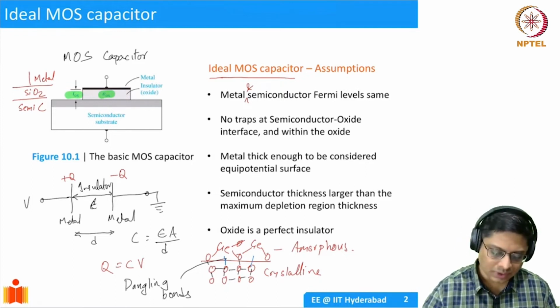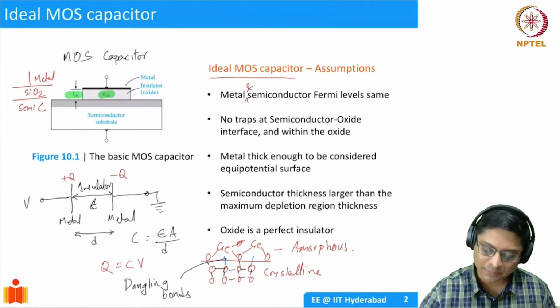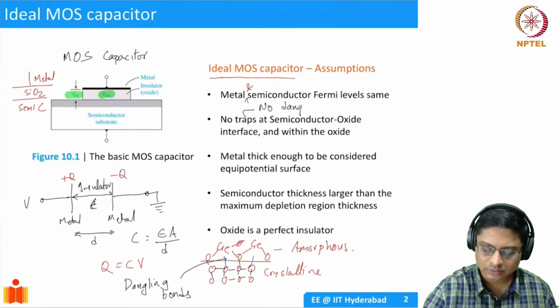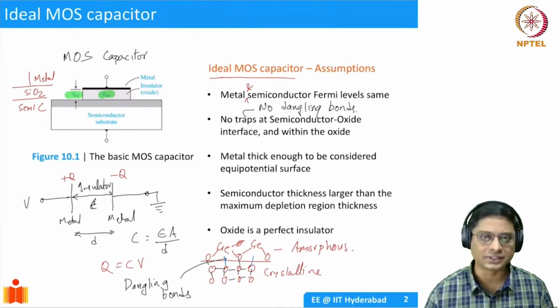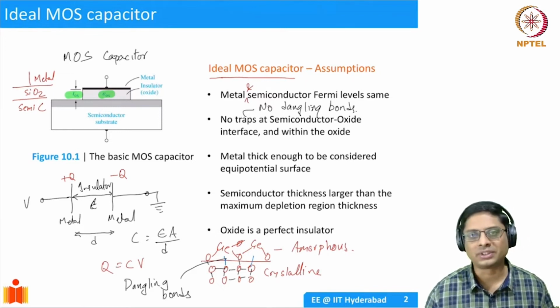So we will assume for a moment that the ideal MOS capacitor has no traps, so no dangling bonds, which is reasonable for silicon dioxide. The number of dangling bonds is quite small, and we will study what happens if they are there later on. Okay, and also in the interface there is no charge or no trap basically.